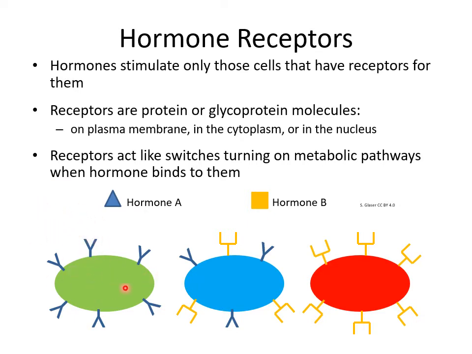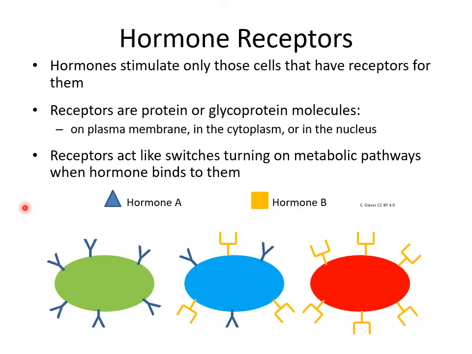So in this case, this green cell has a bunch of these blue receptors that only bind to hormone A. And this blue cell over here also has those receptors, so it is also sensitive and would respond if hormone A was released in the blood. But it also has a second receptor that responds to a different hormone, hormone B. Then finally, this red cell only has receptors for hormone B.